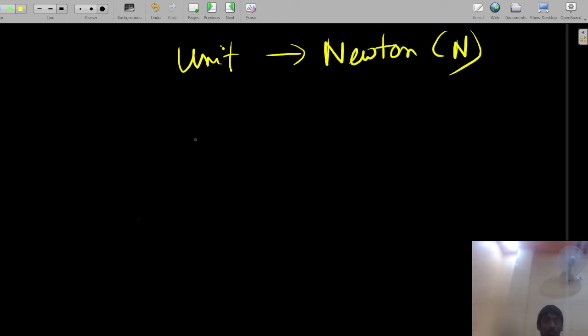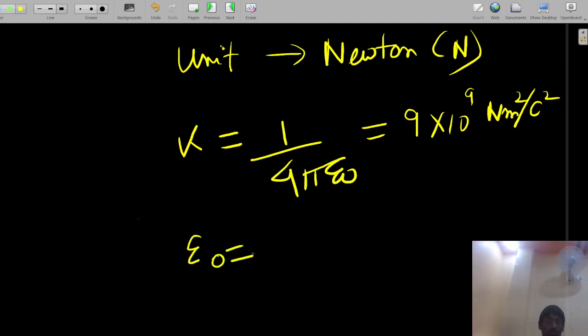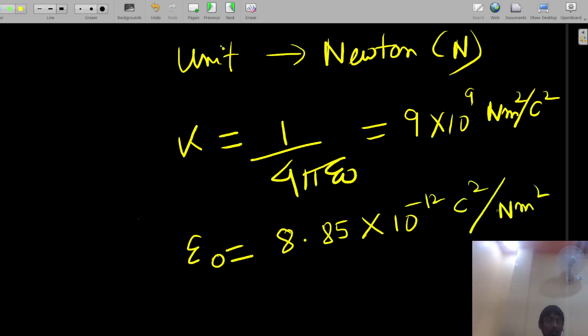Here are some important values. K equal to 1 by 4 pi epsilon naught, and its value is 9 into 10 to the power 9 Newton meter square per Coulomb square. Also epsilon naught is known as the permittivity of free space, and its value is 8.85 into 10 to the power minus 12 Coulomb square per Newton meter square.